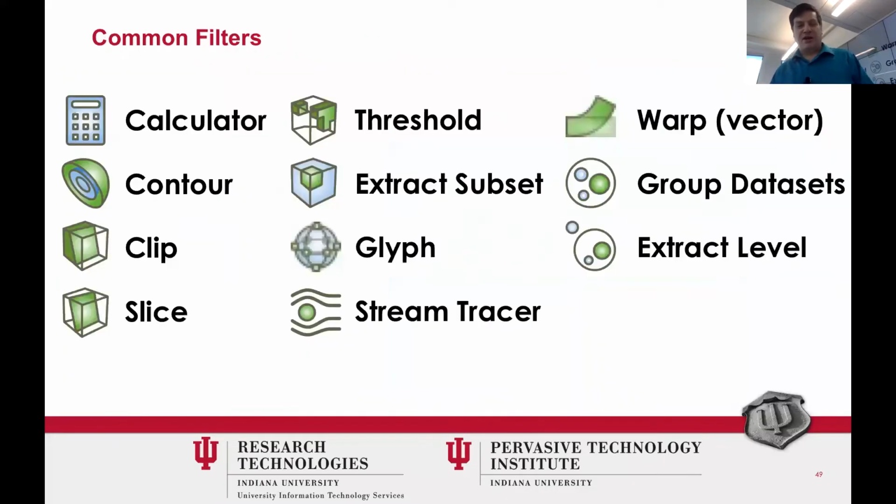All right, so next, one of the menus at the top has these common filters. There's basically 11 that it lists in its main repertoire. We're just going to use a couple of these today, probably the contour and the clip. These all have their own little icons. Most of the other filters don't get their own icons, and so you have to go through the menu to find them.